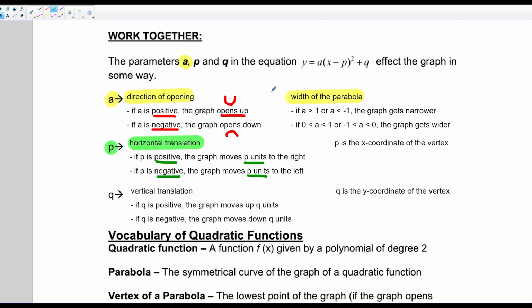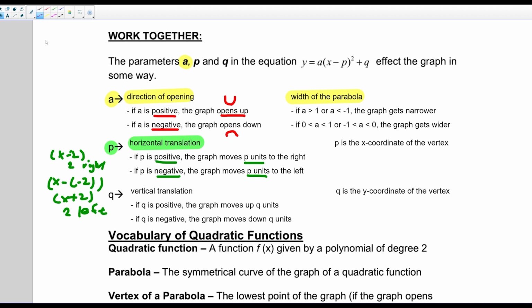So what that's going to look like, because our equation is x minus p, right? If p is positive, then we'll have something like x minus 2, and this means 2 to the right. Now, on the other hand, let's say that p is negative. Let's say that it's x minus a -2. Then in your equation, you'll actually see x plus 2. So if you see x plus 2, this means that we're going to move 2 to the left.